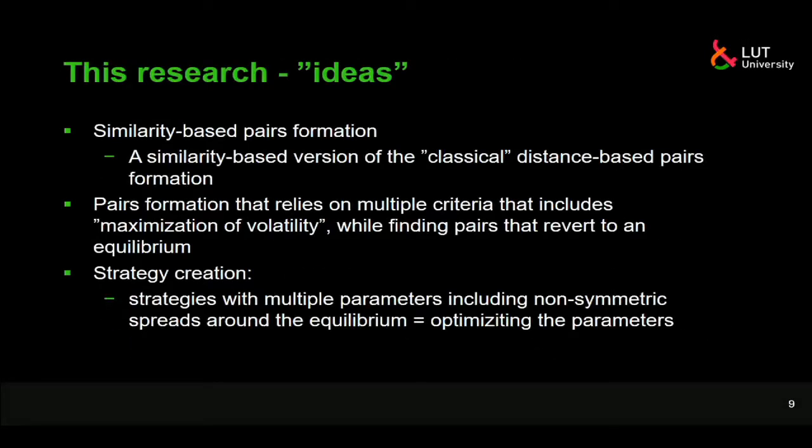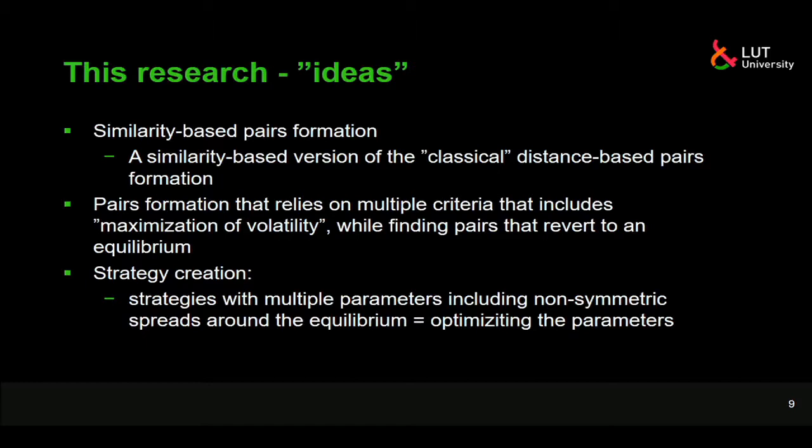So what I was thinking about was that we could look at similarity-based pairs formation, because there's the distance-based pairs formation, and we are pretty good at similarity, so we could look at something more than only the distance. So we could do a similarity-based version of the classical and test it against the classical and see what happens there.